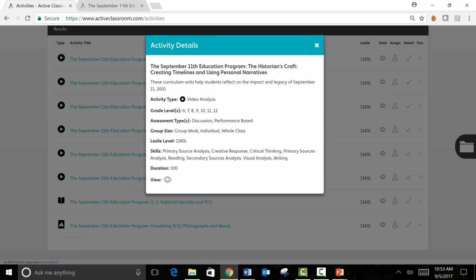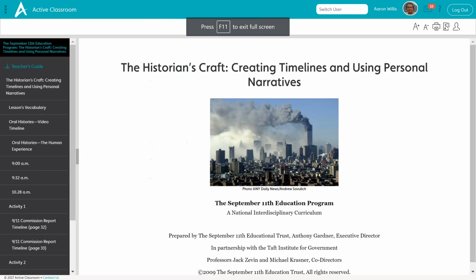Another activity I'd like to talk about is this one we call the historian's craft, creating timelines and using personal narratives. This one's really nice because it gets at a lot of the fundamental skills that students need in order to understand what it is that historians do. Historians work with primary sources and sometimes aggregate those sources together and put them in the context of what happened first, what happened next, what happened after that.